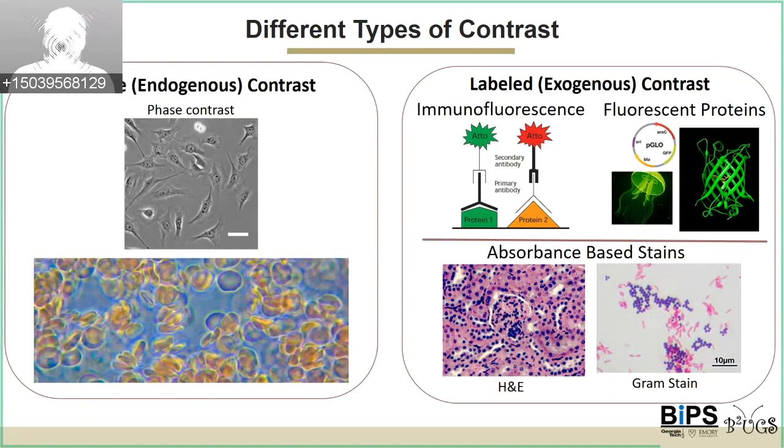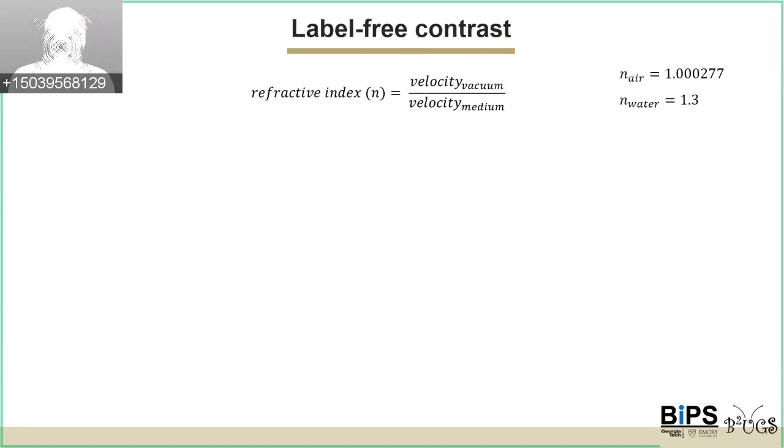So between these two major types of contrast, endogenous and exogenous, a wide range of targets and applications can be covered. So we're going to talk first about label-free contrast as it relates to refractive index. In the last session, we discussed refractive index, which is the property that describes the speed of light while it's passing through a medium relative to the speed of light in a vacuum.